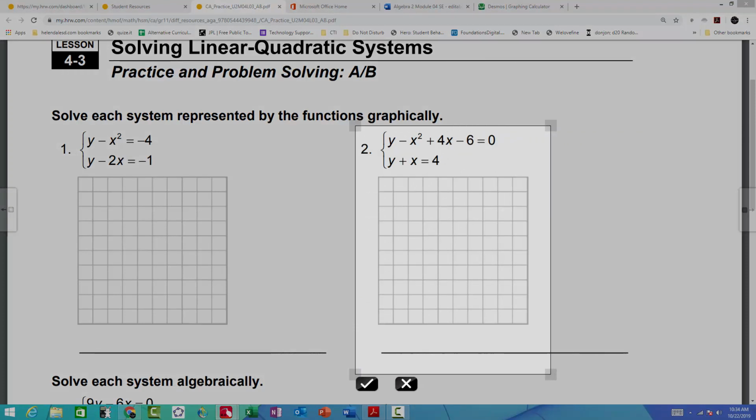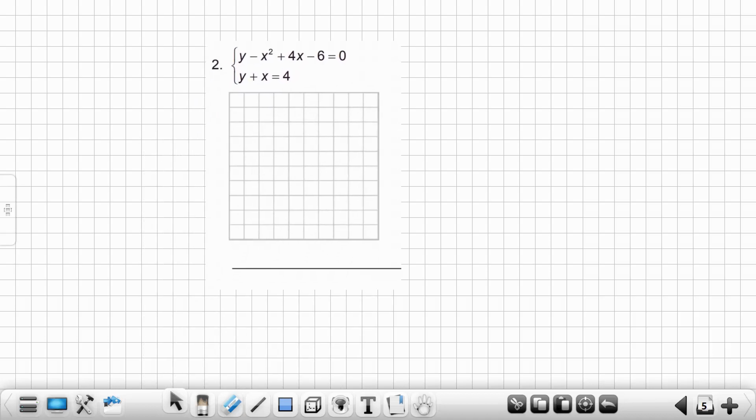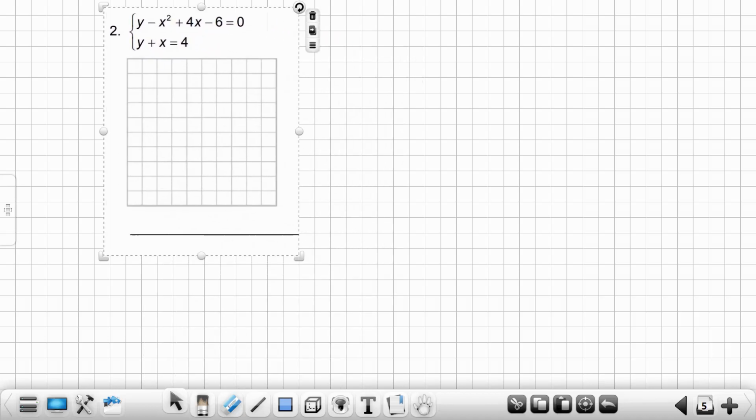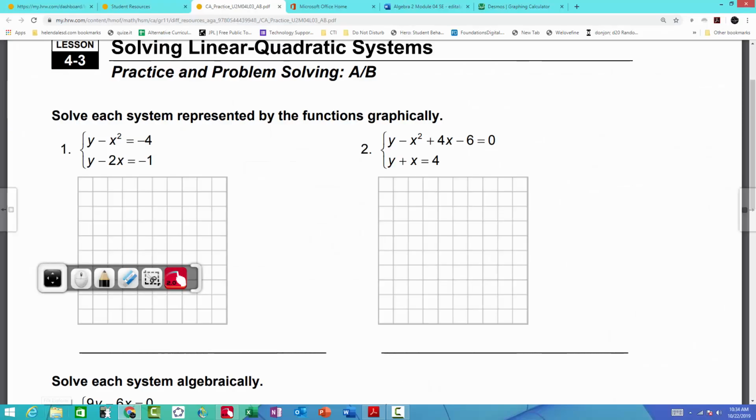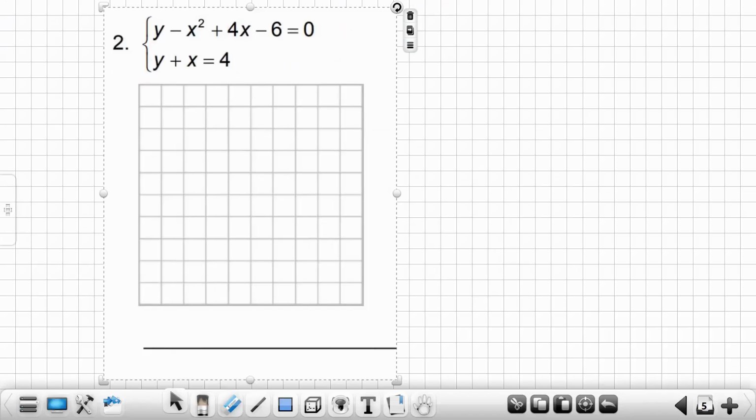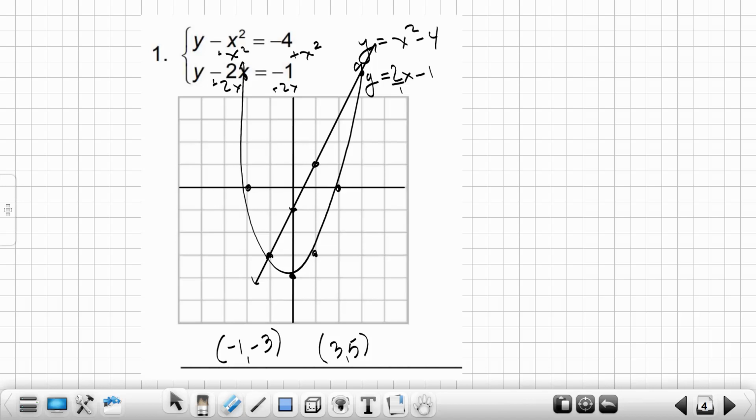Oh, I see. Because you have to complete the square on it. I'll even show you guys yet another way to complete the square. Hold on, somebody wanted to see number 1 still. I can do this.